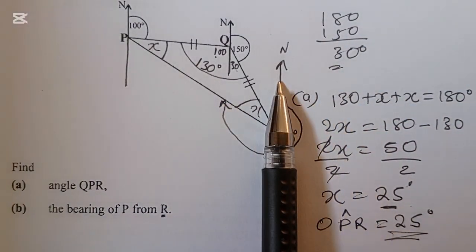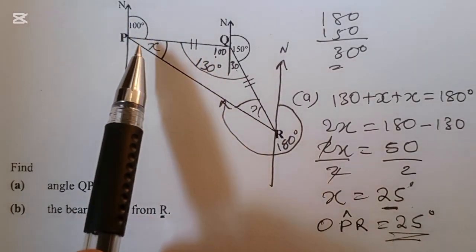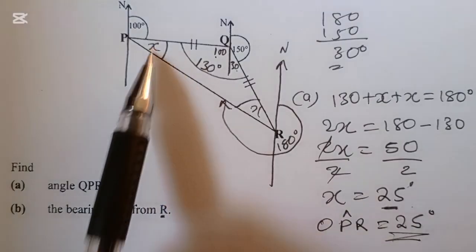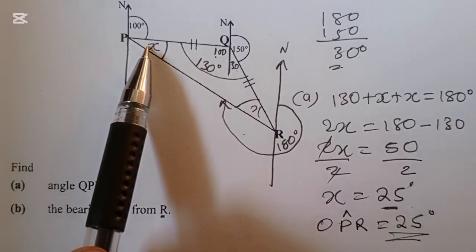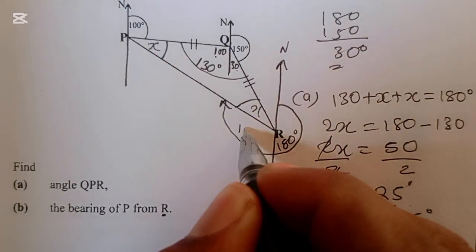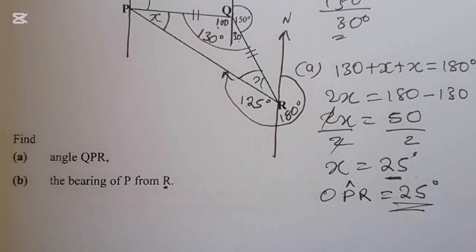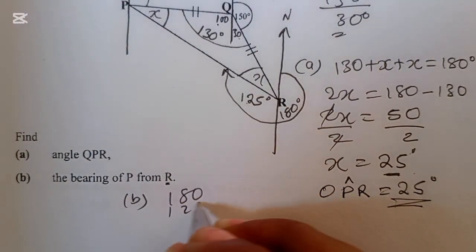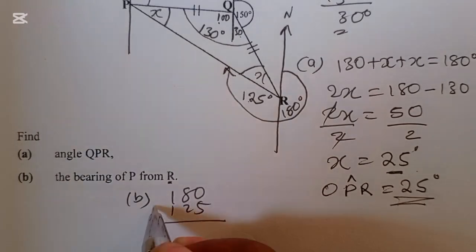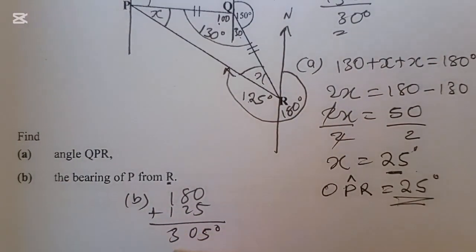So remember that this one and this one, they are true north. So that simply means that 100 plus x, which is 25, it is this angle. So 100 plus 25 here, which is 125 degrees. So for B, it is 180 plus 125. So 305 degrees.